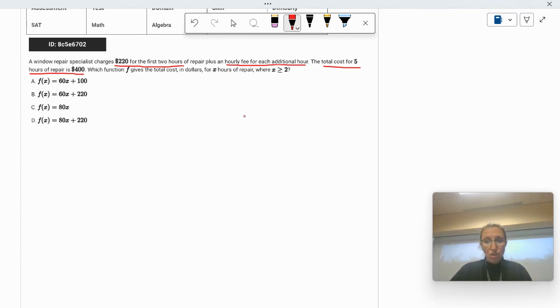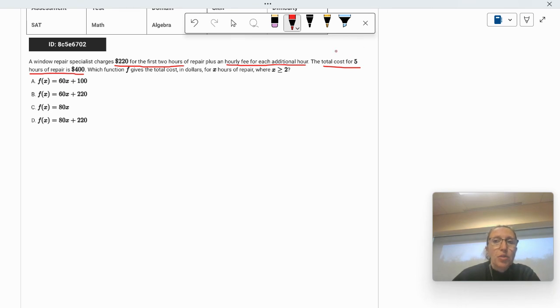That is with the original two. So we need to make a point of remembering that the first 2 hours is $220 and then an hourly fee per hour. And they're asking you to come up with an equation of that function that represents the total costs, F in terms of x hours. So I need to come up with the y equals mx plus b for that particular situation.